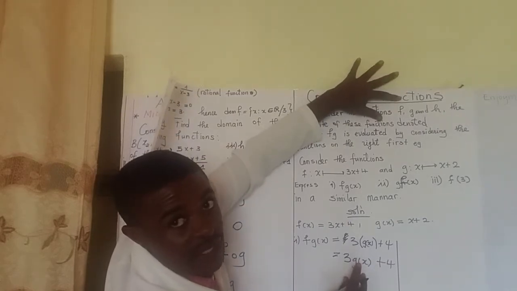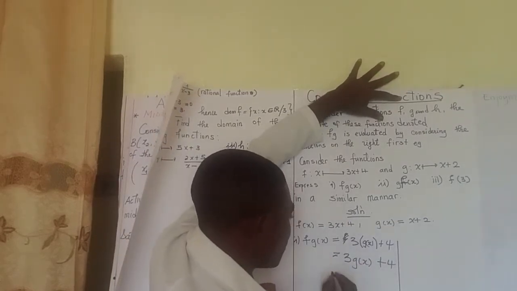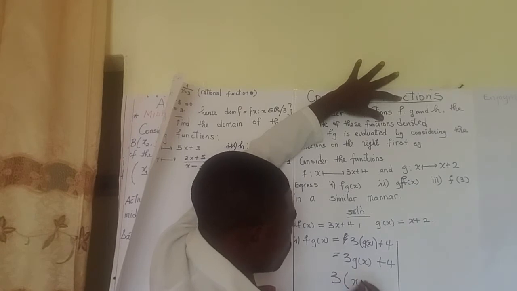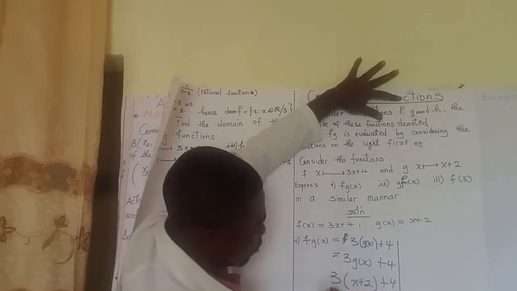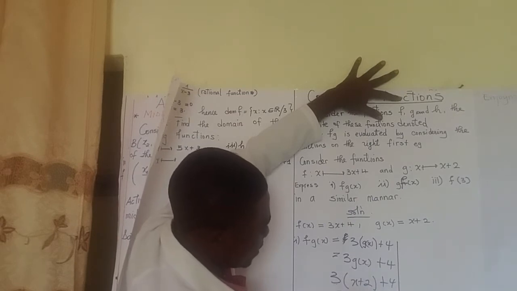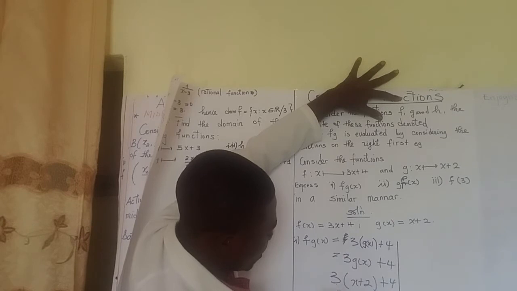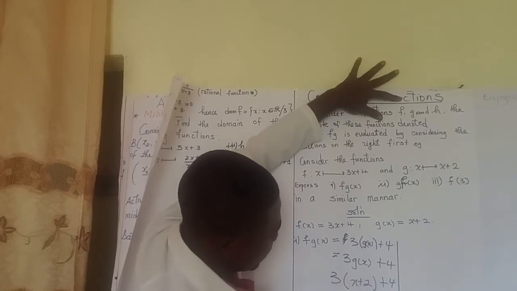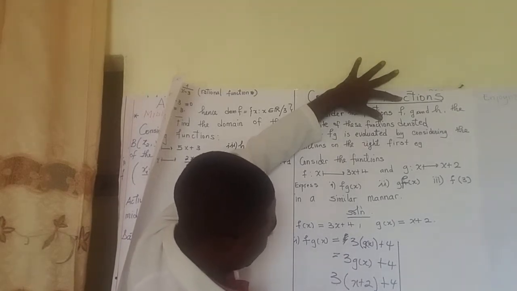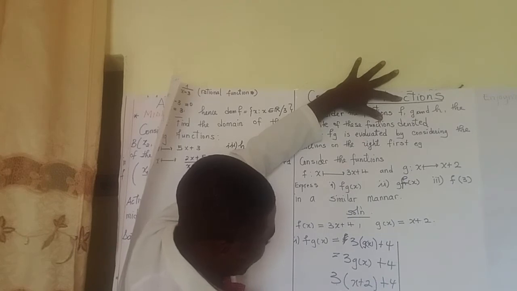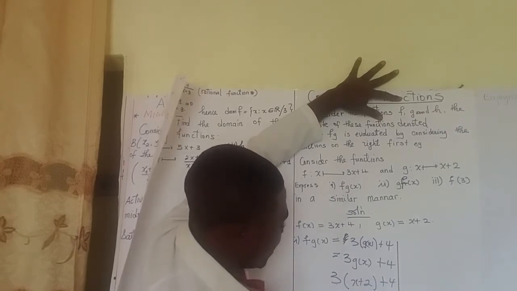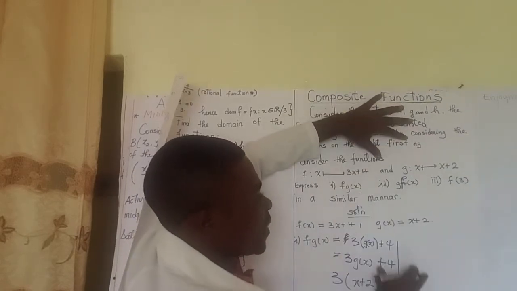But now what is g of x? I have g of x in the equation. My g of x is x plus 2, so 3 times x plus 2, plus 4. Okay, now I'm going to open out. This time this will give 3x, this time this will give 6, plus 4. So my result now will be 3x plus 10. So I'll now write f of g of x equals 3x plus 10. I'm done with the first part of that question.